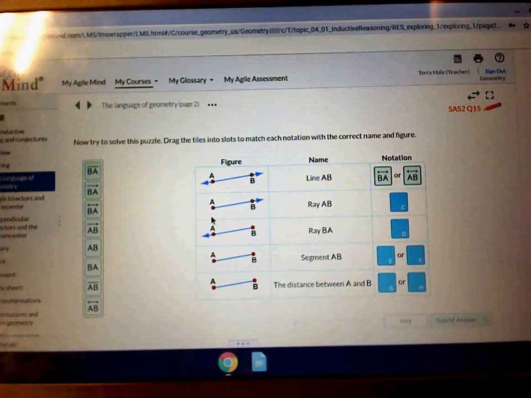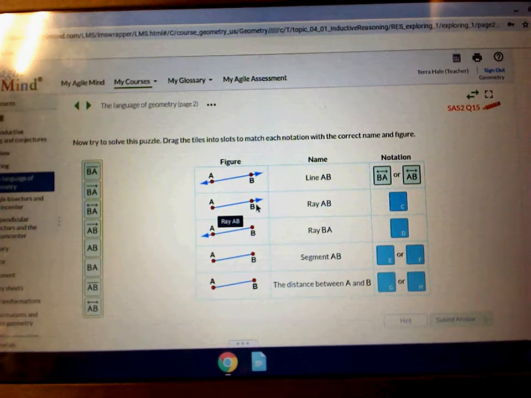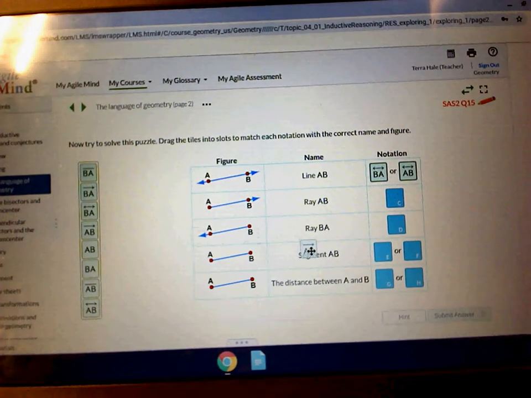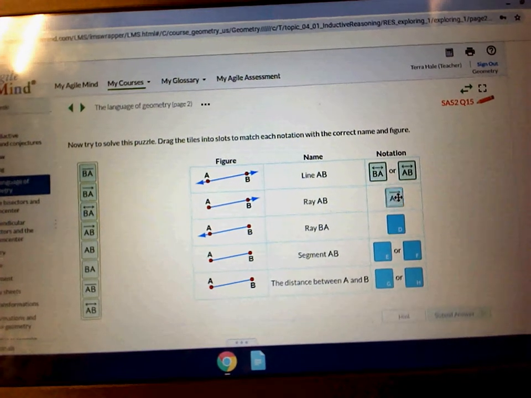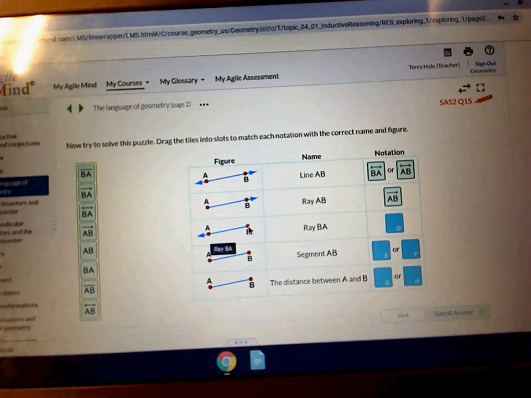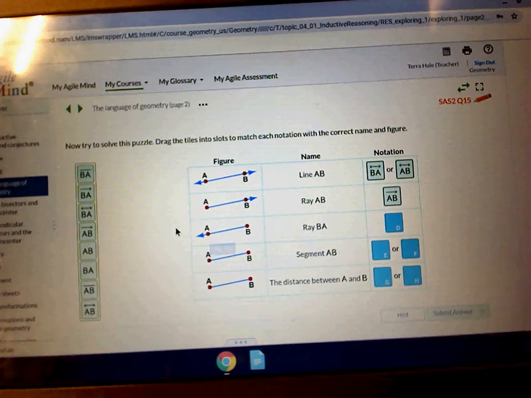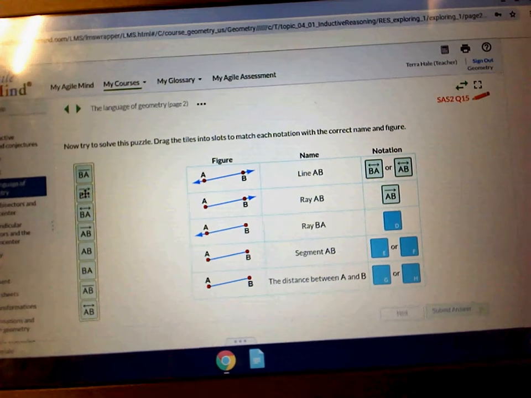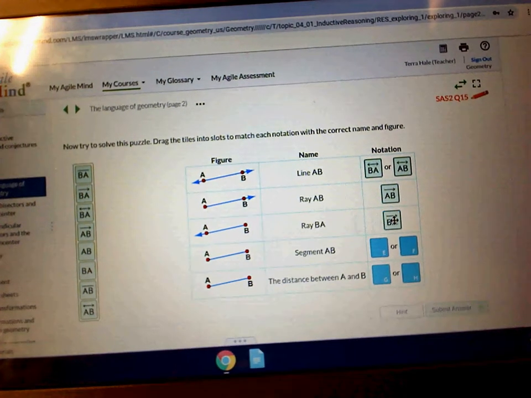This one is a ray. It has a definite beginning, but it goes on forever in one direction. So we only have one way that we can name that ray. That's ray AB. The next ray starts at point B and goes forever in direction of point A. And so that one is called ray BA, which is this one. So don't get those two mixed up.